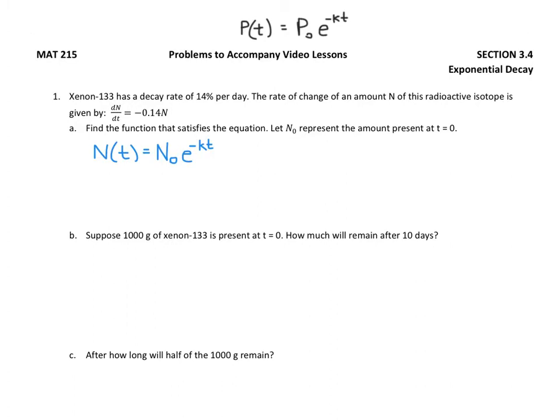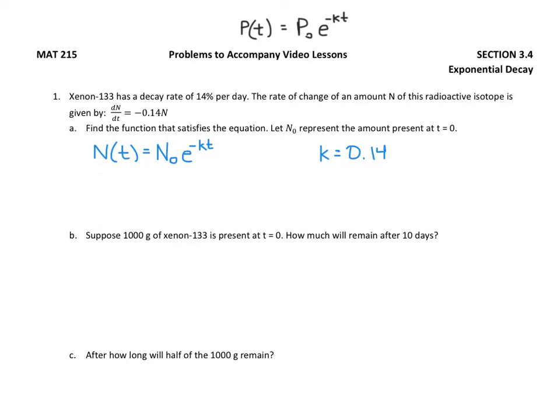Now in our notes, the general equation that we use to represent exponential decay is given by P sub t equal to P sub 0 e to the negative k times t, where P sub 0 is the initial amount and k is our decay rate. Here in this specific example, we're using N instead of P. Now our decay rate, k, is given by 0.14. The negative is in the formula itself. And then our N sub 0 is our initial amount.